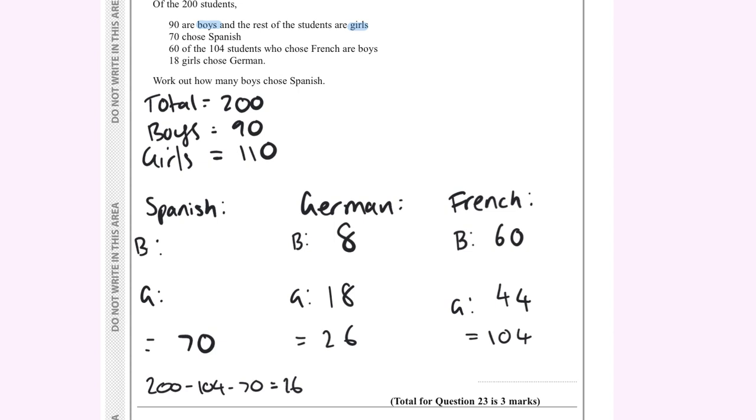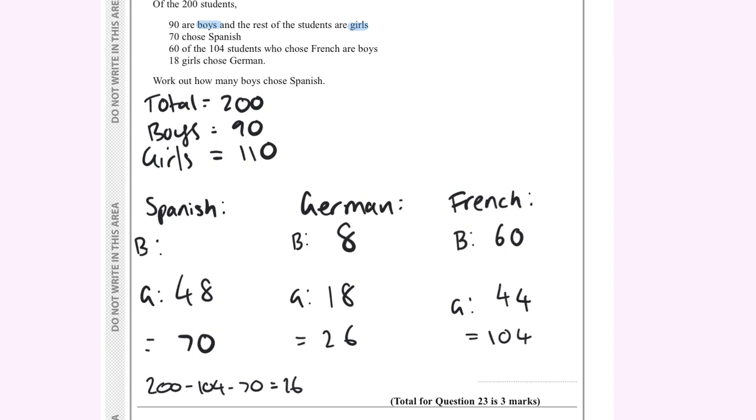Now we know, oh, we're basically done, guys. We don't even need this gap. We could just fill it in for fun. But the total amount of girls needs to add up to 110. So we can do 110, take away 44, take away 18. So it must be 48 doing Spanish. We literally filled that in for fun. We didn't even need to do that. But, oh well.